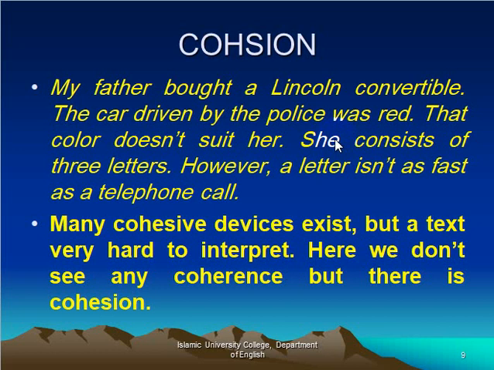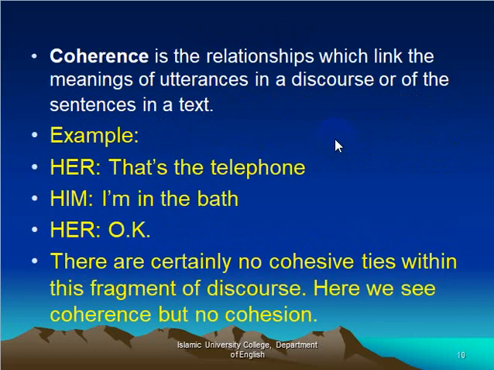Now, what do we mean by coherence? Coherence is the relationships which link the meanings of utterances in a discourse or of the sentences in a text. We can define it simply as the logical order of meaning, or the chronological order of meaning.